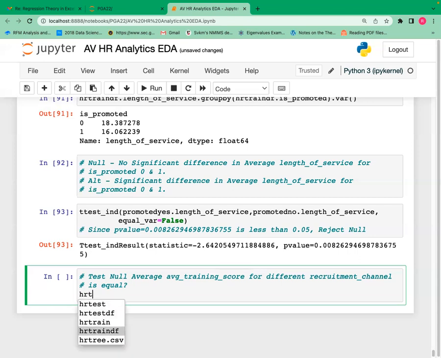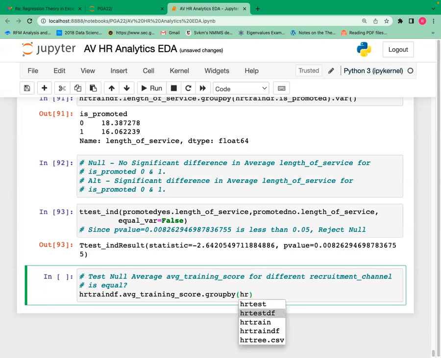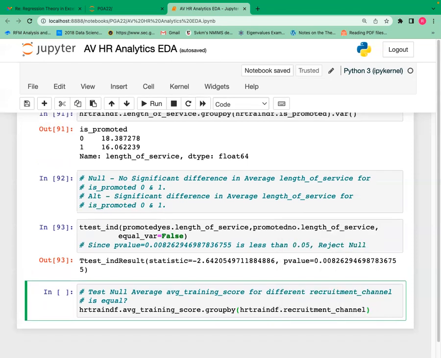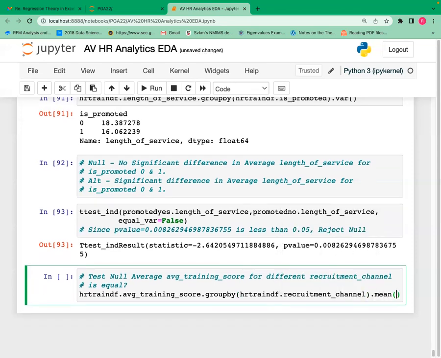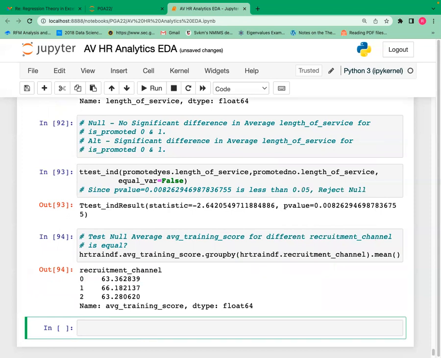Chart trained here, average training score, group by, chart trained here, dot recruitment channel, dot mean. So how many are there? 3 are there. So what test we have to run? One-way single factor.